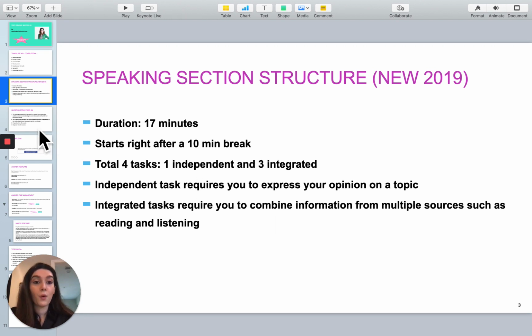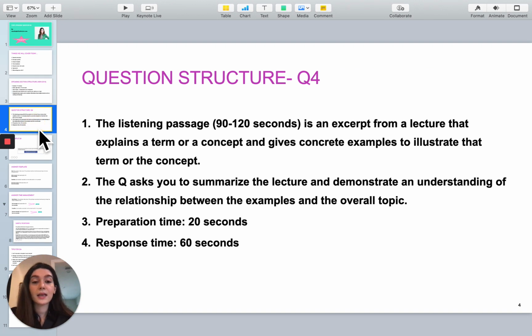So question number 4 is basically your integrated task, and in this question you listen to a professor, and the professor talks about a term or a concept or a process and gives you some examples to illustrate that concept. So you just listen to something, there's no reading involved here. Then you get a question, and the question asks you to summarize the lecture and demonstrate an understanding of the relationship between the examples and the overall topic. You're given 20 seconds to prepare and 60 seconds to respond.